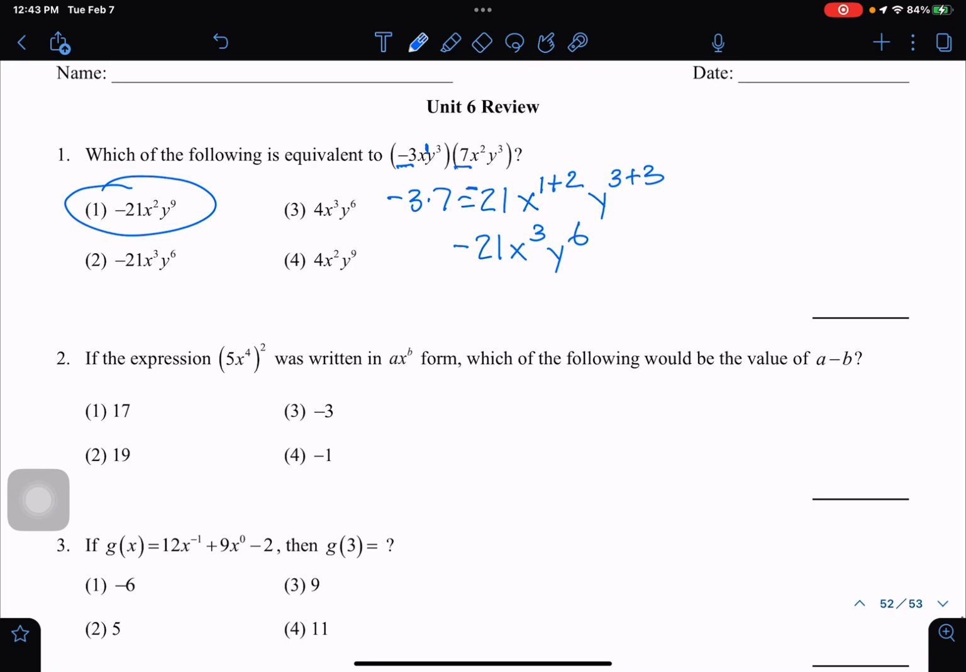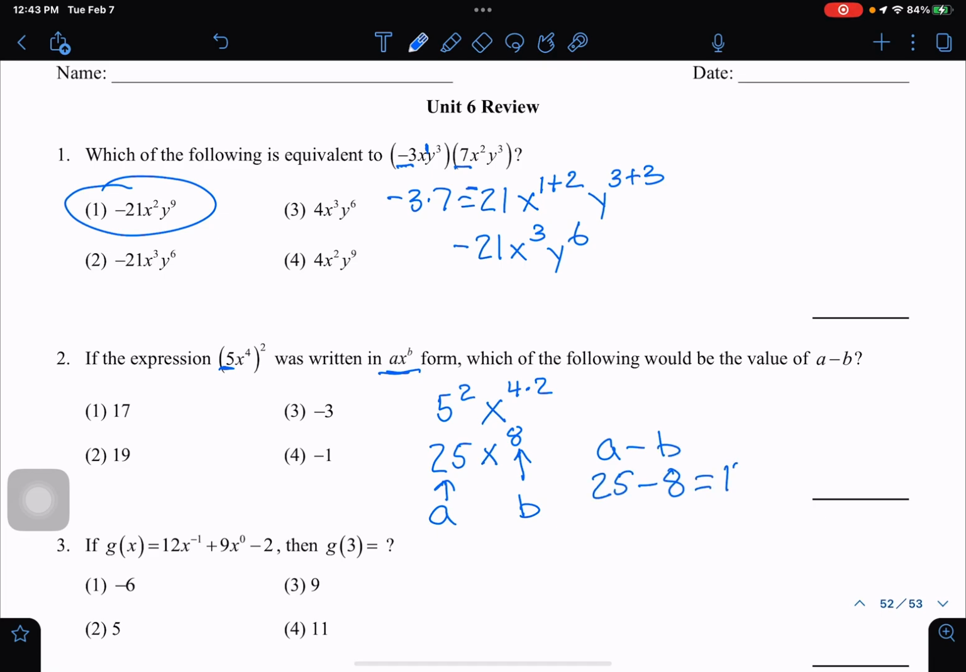Number two, when we raise to a power, we raise the coefficient, which is 5 in this case, to the second power. And then we multiply the 4 times 2. So when we're raising to an exponent, we multiply the exponents. So this becomes 25x to the 8th. Okay, now they give us this little form. So this number, the 25, is A, and the exponent is B. And it tells us to do A minus B. So it's 25 minus 8, which is 17.